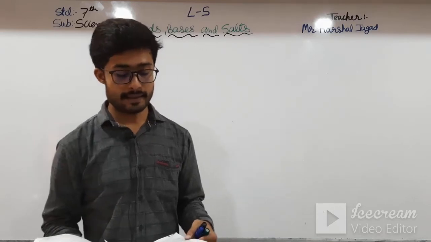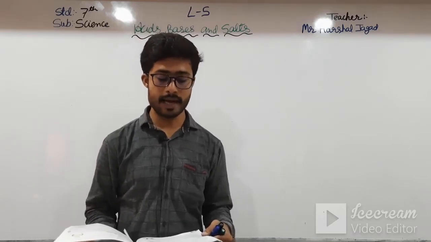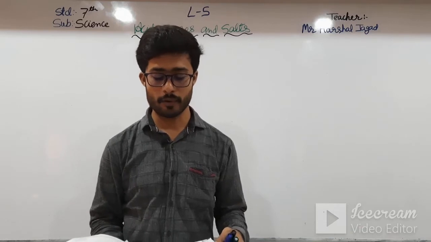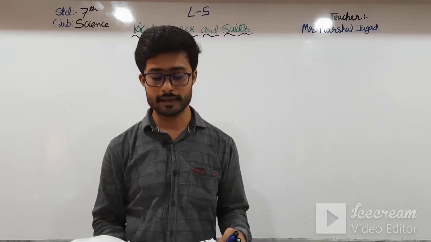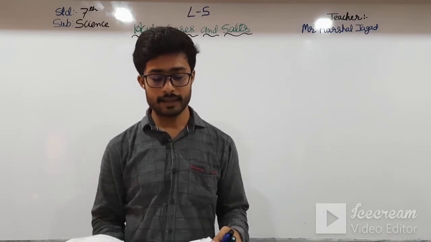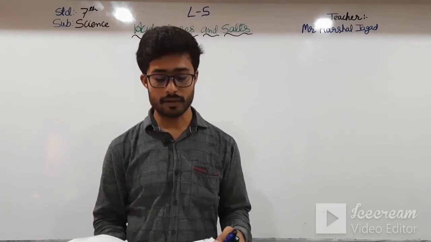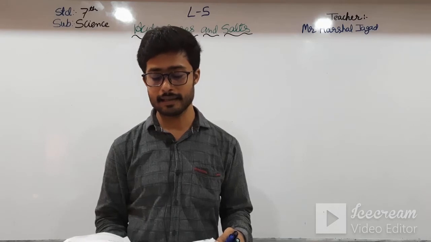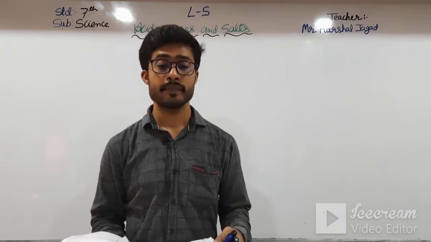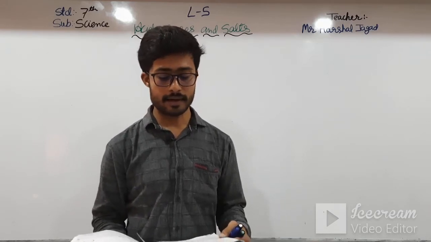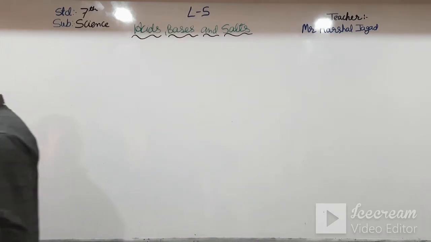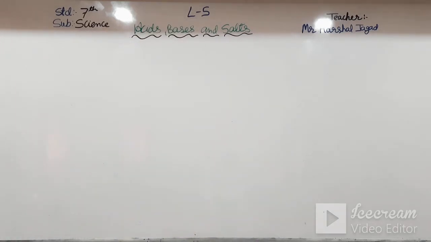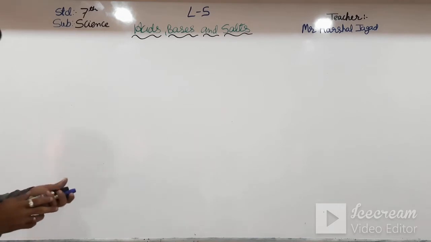In that, an acidic solution can be dilute or concentrated depending upon how much water it contains. An acid in which the quantity of water is more is called dilute acid, and an acid in which the quantity of water is less is called concentrated acid. We have seen some examples. Let us see some other examples.